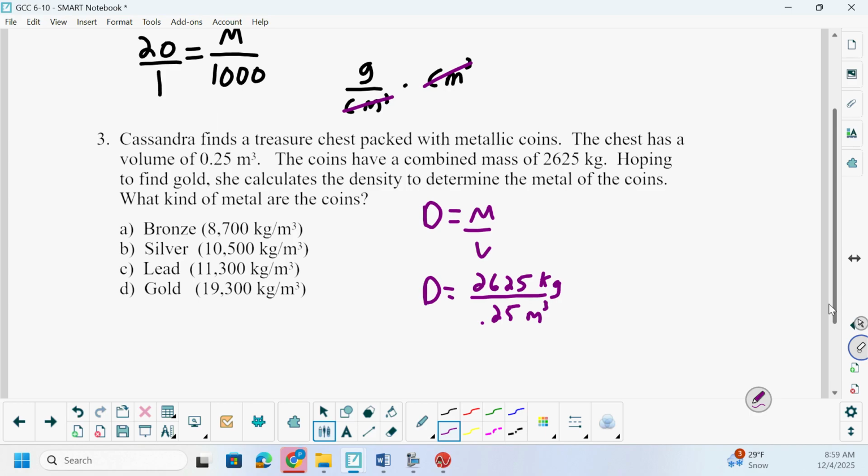And take a moment with your calculator, see if you can divide that, and then decide which metal we are working with. So we should have got 10,500 for that. So therefore, those coins must be silver.